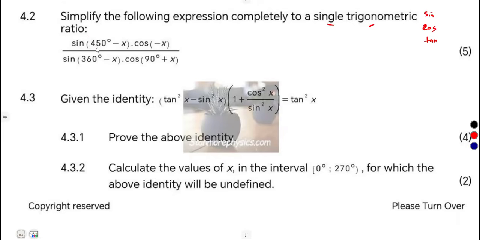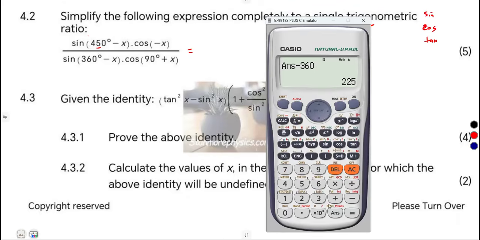All right, but 450 on the first part here is greater than what? Greater than 360 degrees. So we have to subtract 360 from what? 450. So that is going to be 90 degrees.